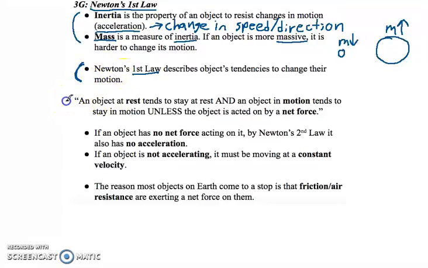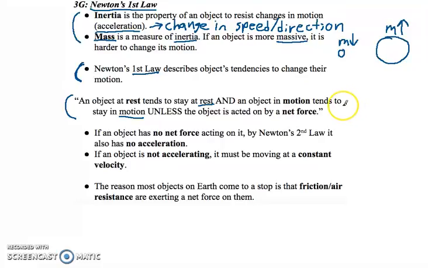So right here is the fairly official wording of the law. An object at rest tends to stay at rest, and an object in motion tends to stay in motion unless the object is acted upon by a net force.